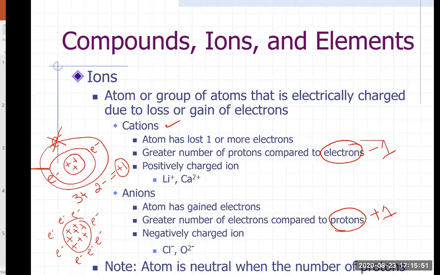When you have a -2 charge associated with it, it will gain 2 electrons. So you have 8 protons and 8 electrons, and if we gain 2 more electrons, then we have a total of 10 electrons minus 8 protons, which gives us a total charge of -2. 2 more electrons, 2 more -1 charges relative to the number of +1 charges that we have.